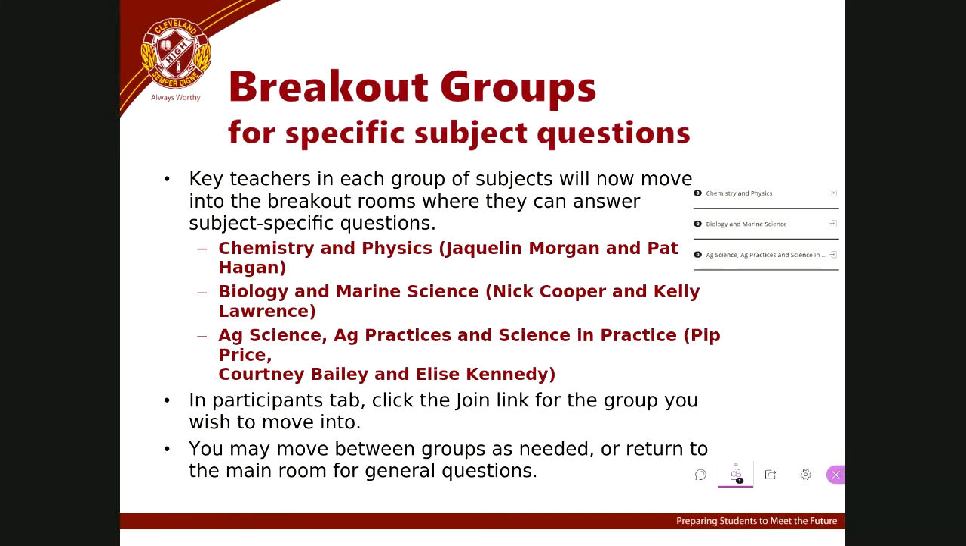So this is where we can start to go into our breakout rooms, and you can ask specific questions about the subjects that your student might be interested in. If you have popped out that little tab there for the participants, you will see that we have a list of breakout rooms there: the chemistry and physics breakout room, the biology and marine science breakout room, and the ag science, ag practices and science in practice breakout room. Each one of those has a little enter icon on it, so you can click on that icon to move to another room.